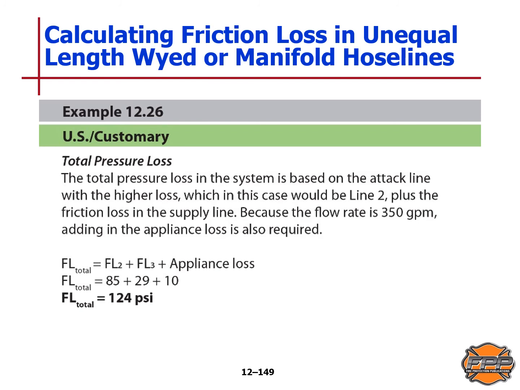Here's an example. Total pressure loss. The total pressure loss in the system is based on the attack line with the higher loss, which in this case would be line 2, plus the friction loss in the supply line. Because the flow rate is 350 gallons per minute, adding in the appliance loss is also required. So your formula reads as friction loss total equals friction loss on 2 plus friction loss on 3 plus the appliance loss. So your next line is friction loss total equals 85 plus 29 plus 10. So friction loss total is 124 psi.